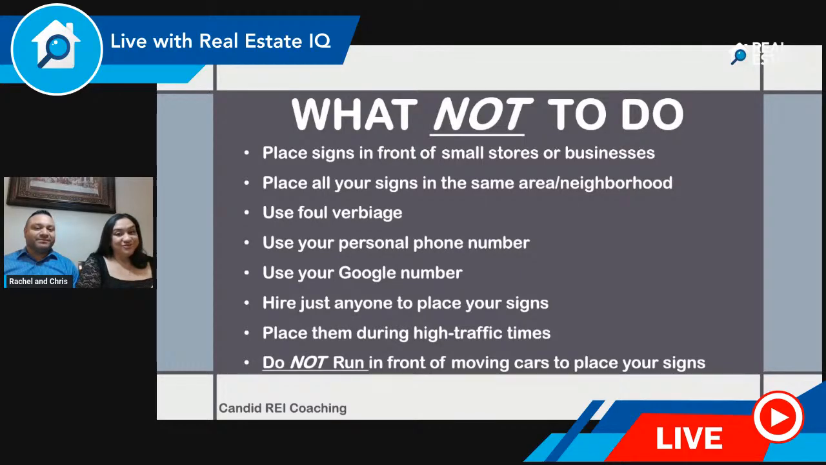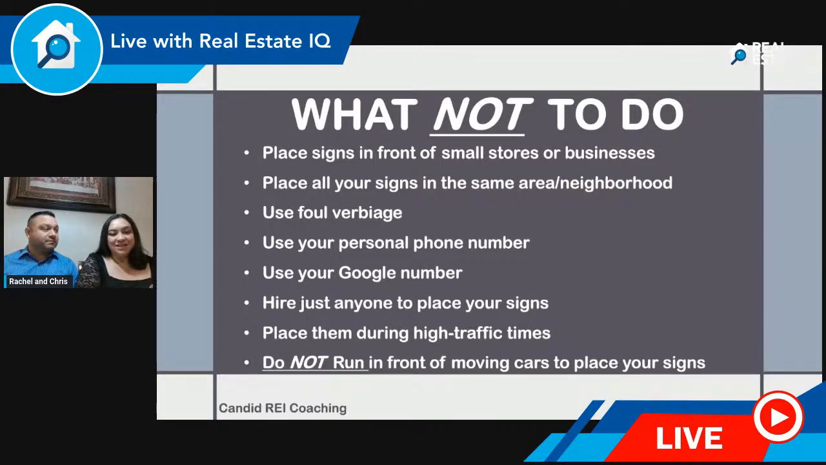Do not use your Google number. Again, we already told you what happened to us. They knew everything about us. So don't use your Google number, and do not hire just anyone. We want you to look into possibly getting somebody that does this to be hanging up your signs, but interview them a little bit, talk to them. It's not going to be super formal, but you do want to know that they're actually putting up your signs.